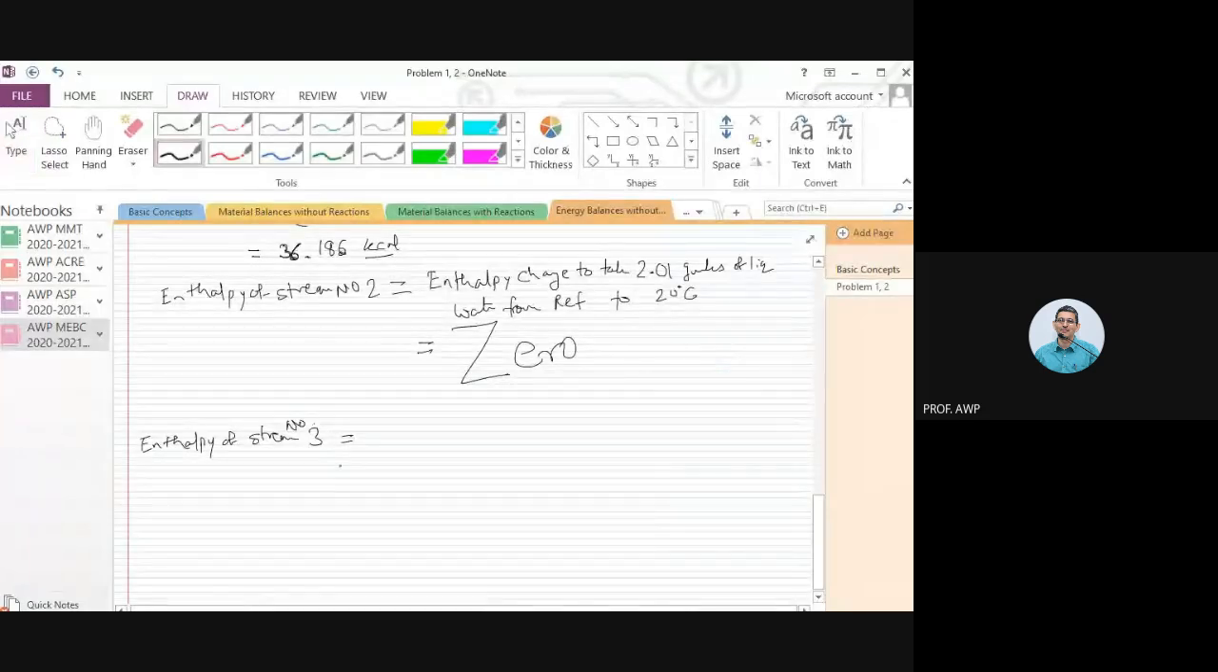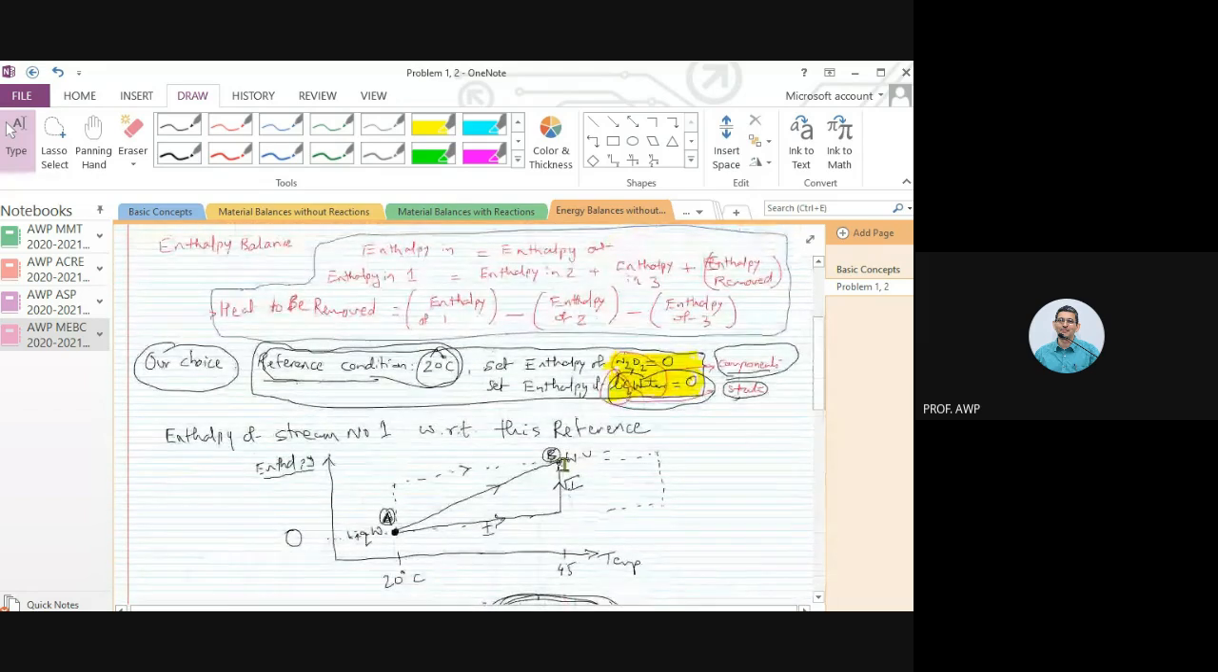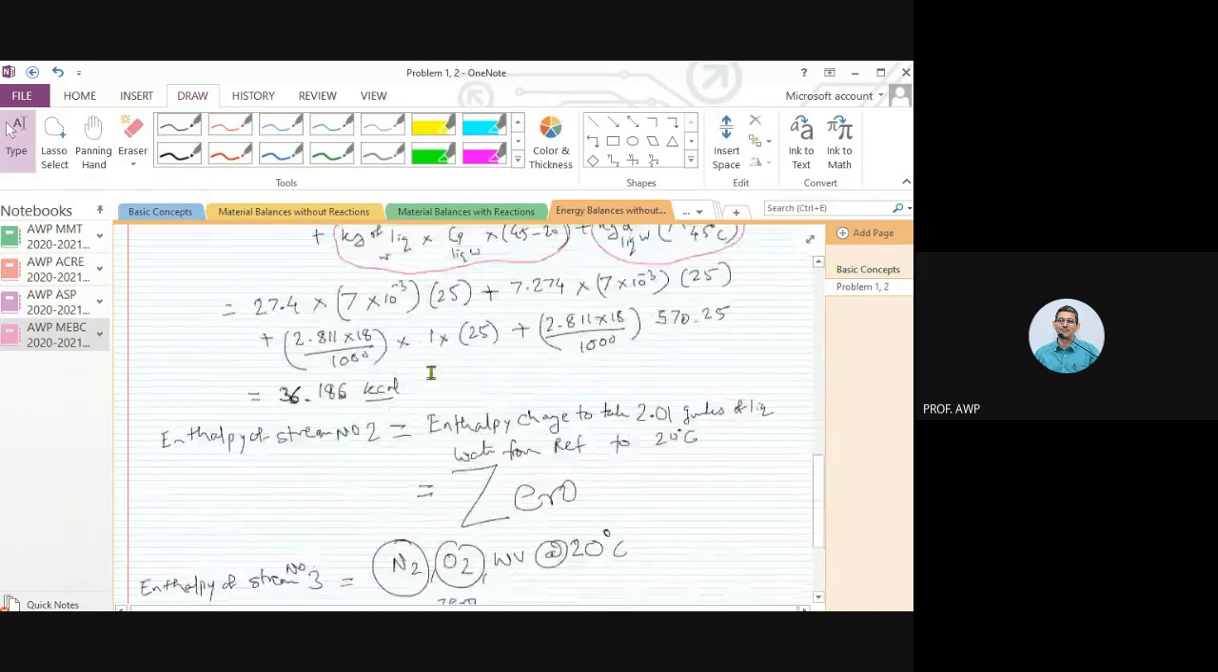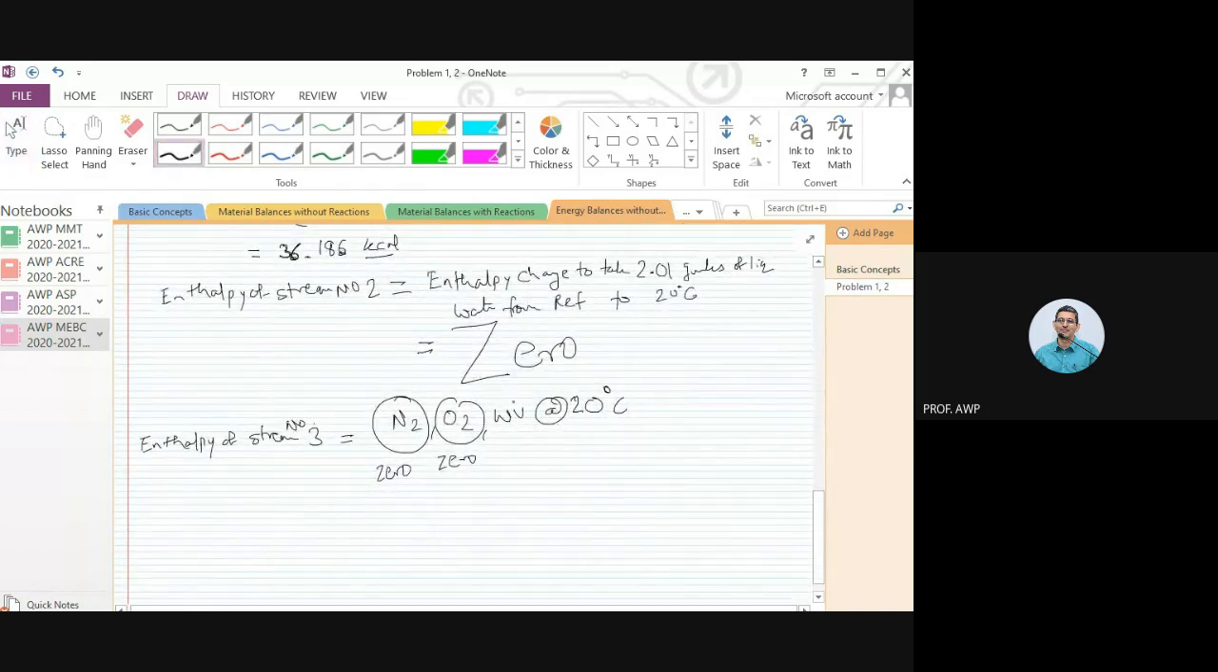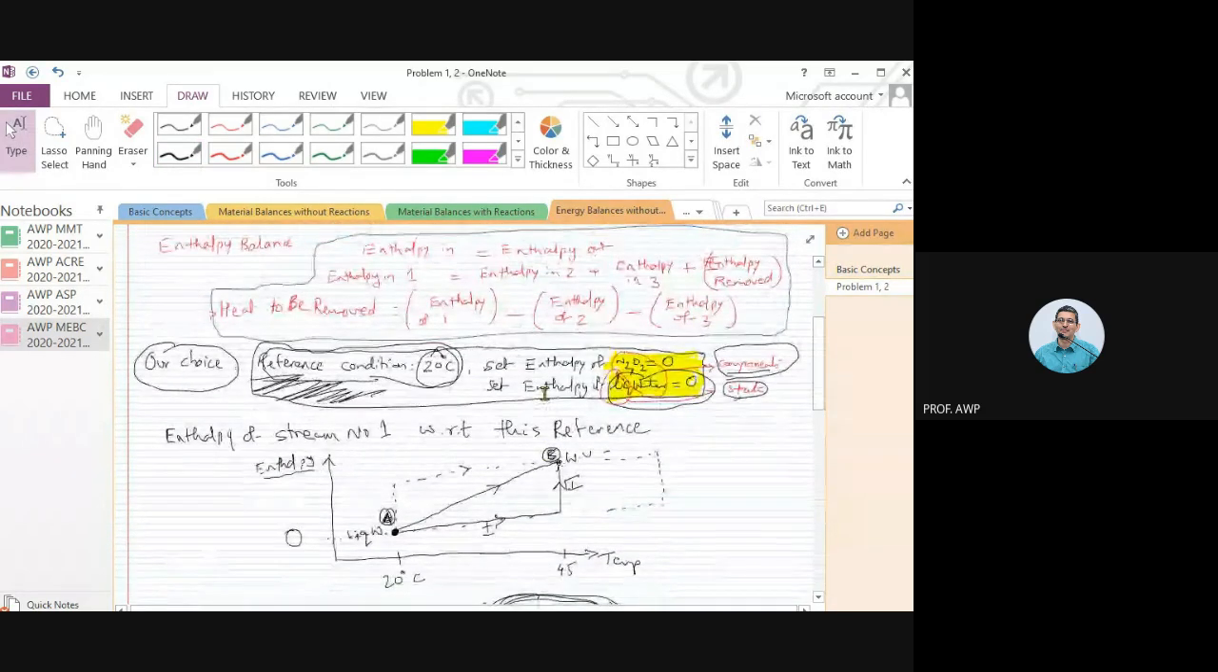So enthalpy of stream number 3. What does stream number 3 contain? It contains nitrogen, oxygen, and water vapor at, sorry, 20 degrees centigrade. Nitrogen at 20 degrees centigrade has 0 enthalpy. Oxygen at 20 degrees centigrade has 0 enthalpy, because we have made it 0 by choosing our reference. But we have water vapor at 20 degrees centigrade, whereas our reference is liquid water at 20 degrees centigrade.